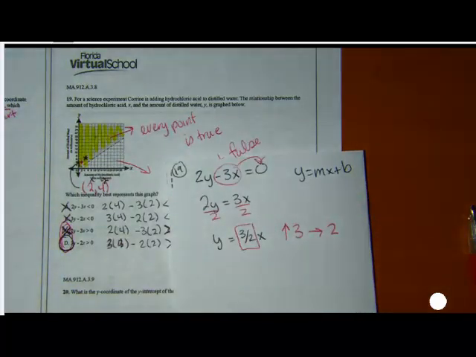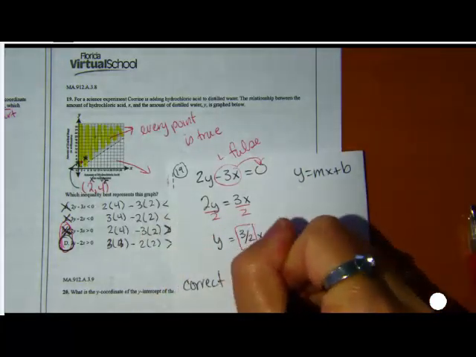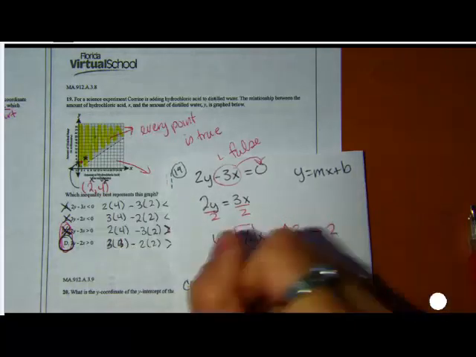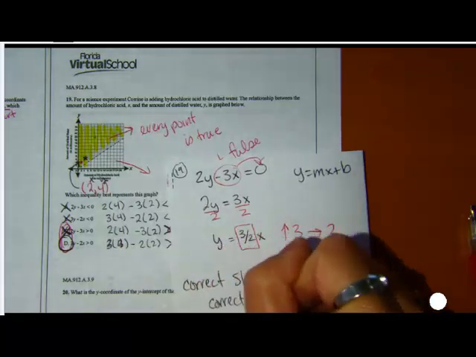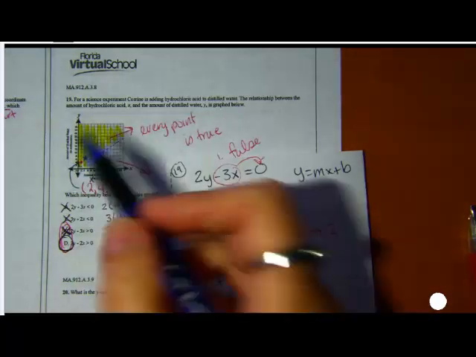So I figured out which ones would work for the shading, and then I have to figure out which one of those two works for the line. So it has to be correct for both: correct shading and correct line. And sometimes you don't have to check the line. Sometimes when you check the shading, it'll eliminate all but the correct one, but sometimes it doesn't work out that way. Does that make sense? So if you check the shading first, usually that's kind of easier because you just have to plug in the point. I'm just confused because it goes by twos.